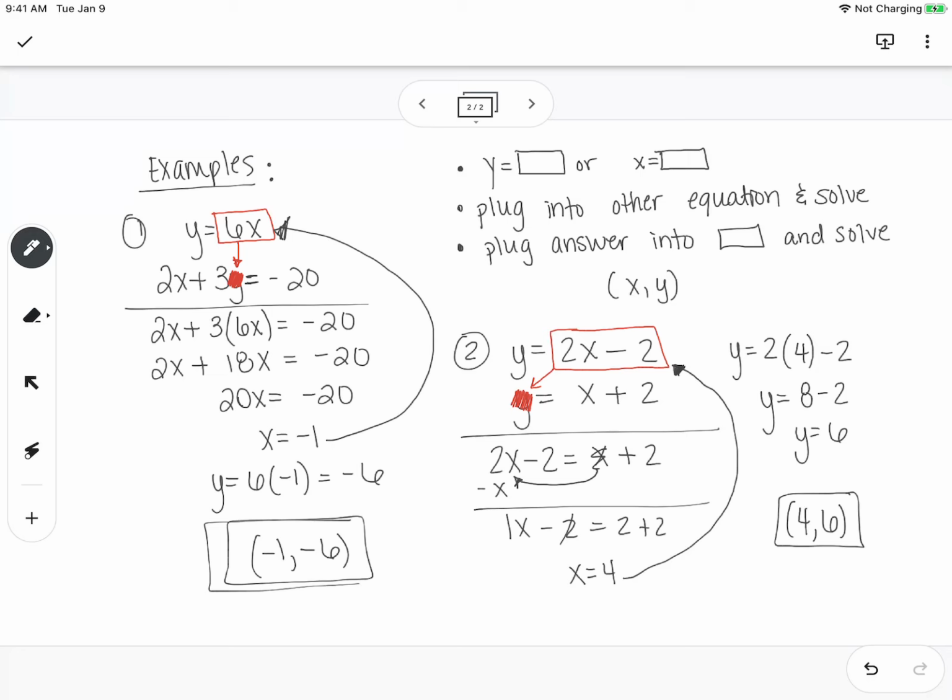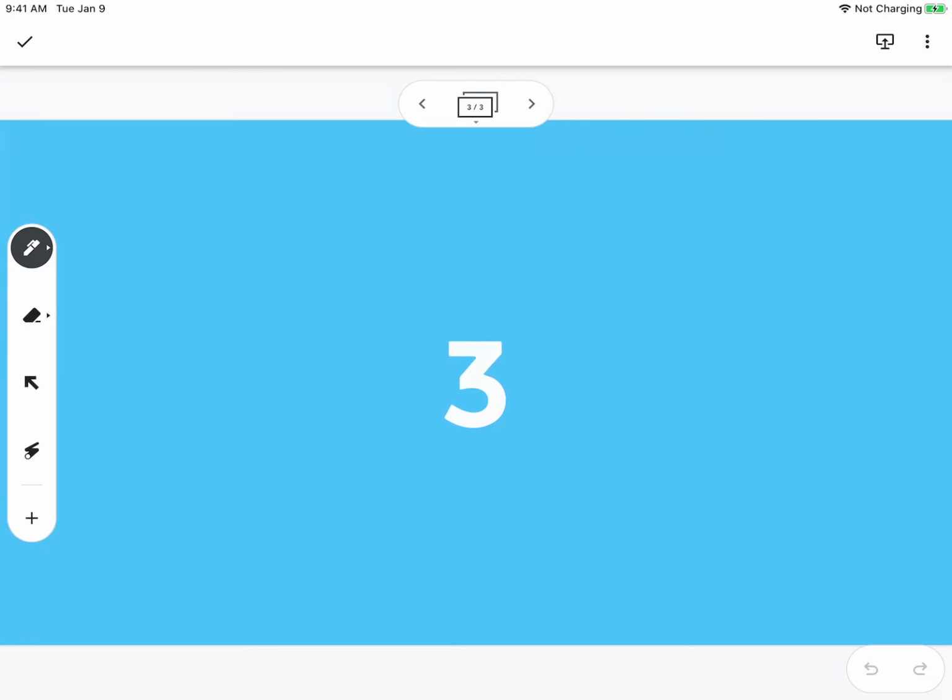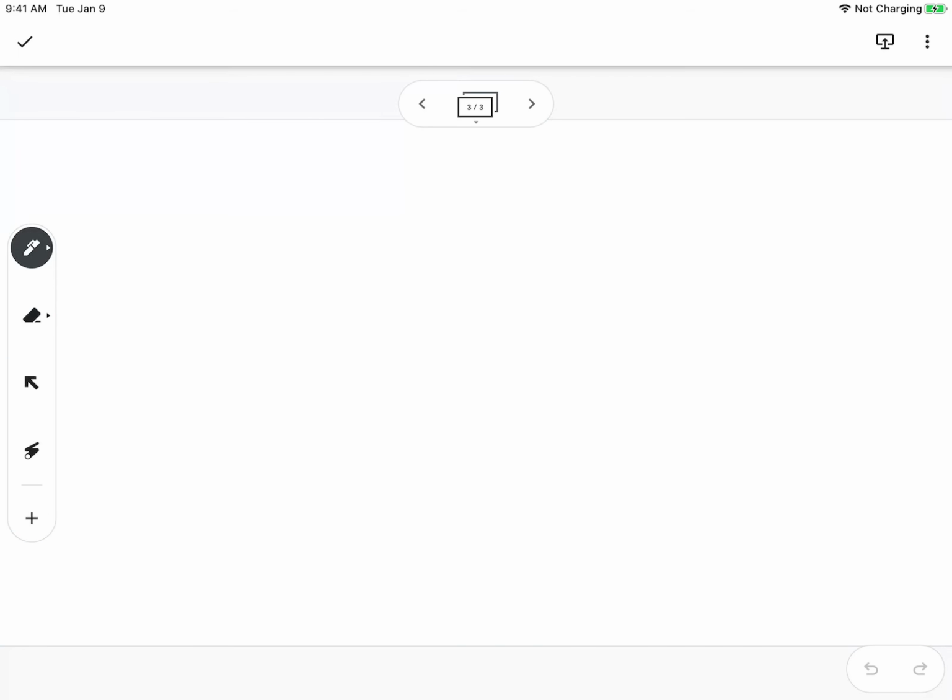Okay, so that is how you use substitution. And those problems both were ready because they both had either an x or y equals. Let's take a look at an example that does not have an x or y equals.